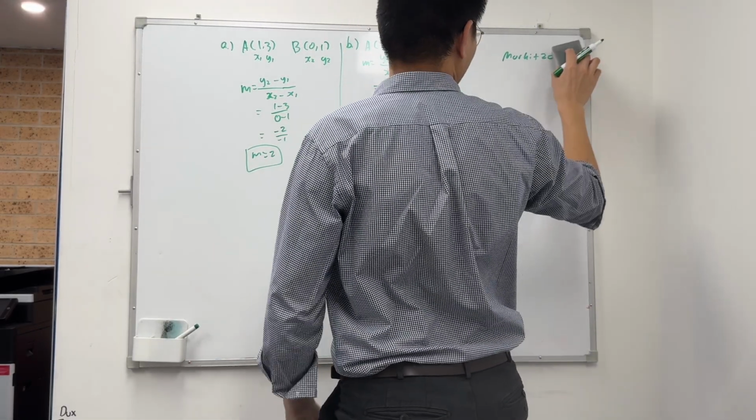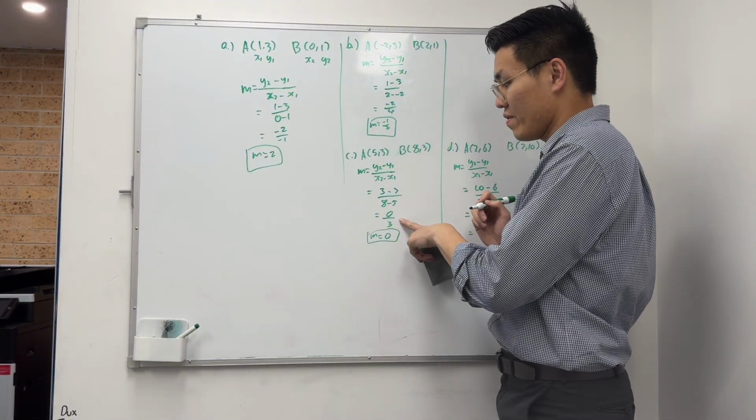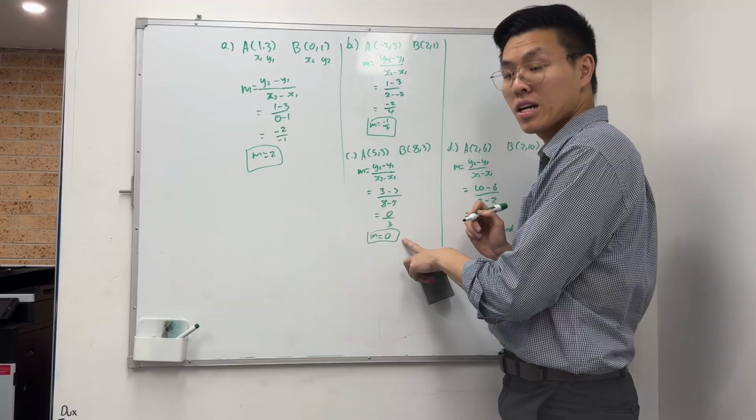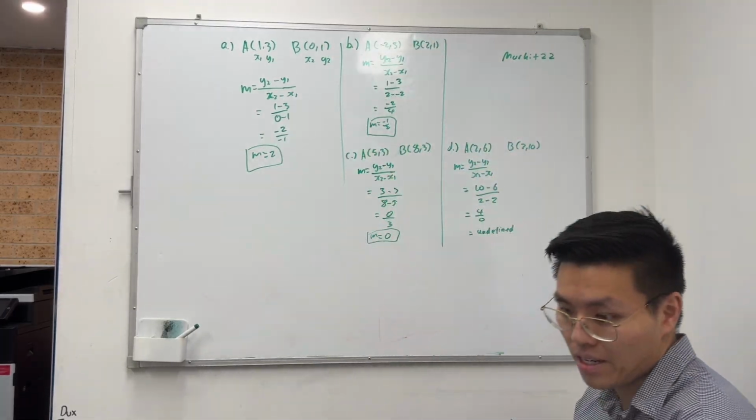Shouldn't it be 0? No, 0 divided by anything is 0. But anything divided by 0 is undefined.